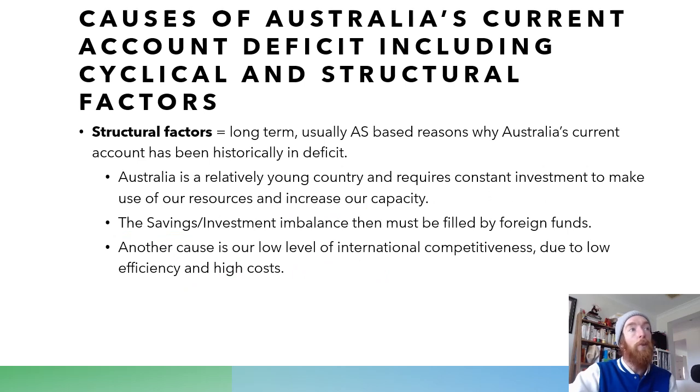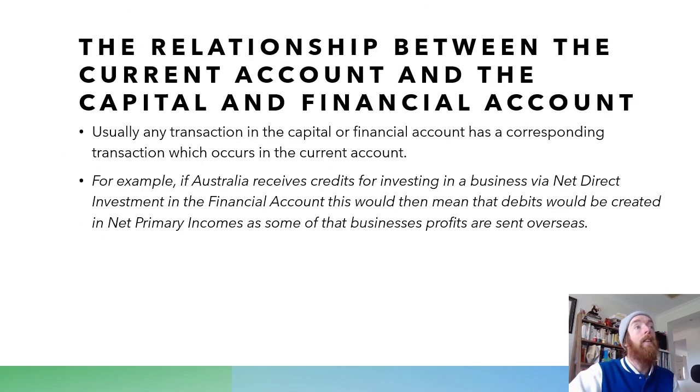There are structural factors which are long-term, usually aggregate supply based reasons why Australia's current account has historically been in deficit. Australia is a relatively young country, which requires constant investment to make use of our resources and increase our capacity. Because we have a high household indebtedness ratio, we need to do that with foreign funds because we can't borrow from Australians because we don't have any savings. Another cause is low international competitiveness due to low efficiency and high costs, like our wage cost, which is a major part of that.